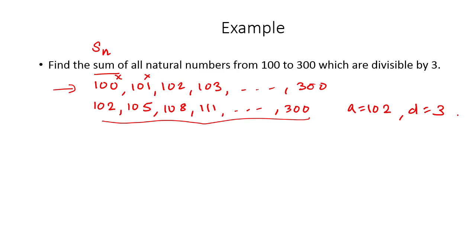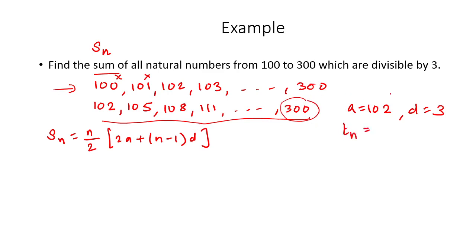Okay, so we want to find out the sum. We know that Sn is given by the formula n upon 2 into (2a plus (n minus 1) into d). If these are the n terms, we want to find out the sum of these n terms. We only have to know how many terms there are. Now how can I find out the number of terms in this sequence? For that I'll consider 300 as the nth term, and I'll find out for what n this is the nth term.